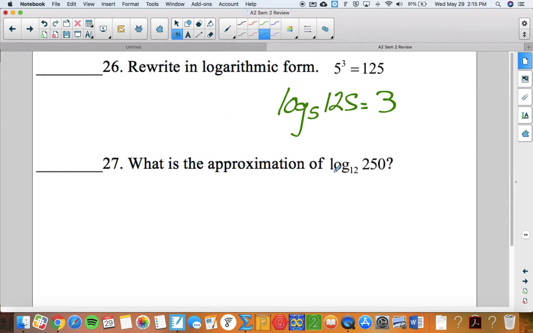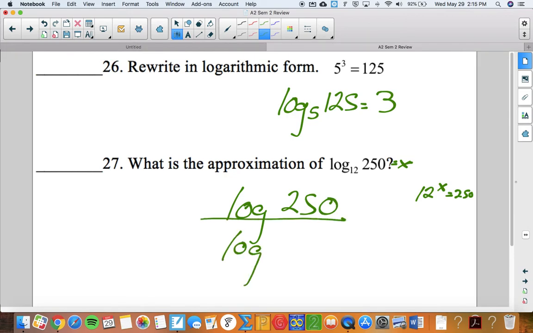What is the approximation of log base 12 of 250? So you know that would really be like saying, hey, 12 to what power equals 250? That's a messy problem. You'd have to start guessing and checking. The powers of 12 don't hit 250. So what you can do is that change of base instead. You can do the log of 250 divided by the log of 12.